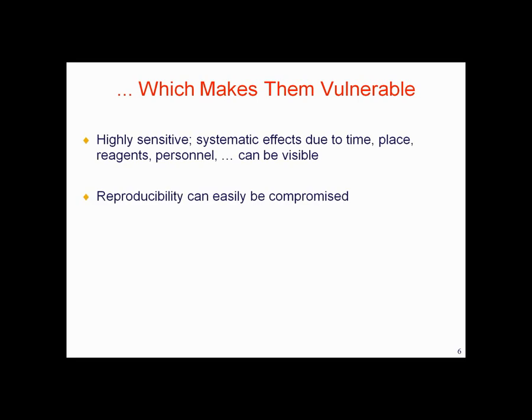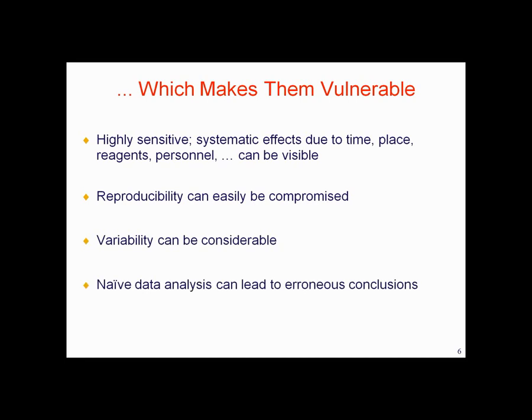And why is that? First of all, these techniques are highly sensitive. You can have systematic effects due to time, place, reagents, personnel, to many different factors, and this means that reproducibility of the results obtained by using an omic technology may actually be impaired. Also, you can have considerable variability because the complexity of equipment, for instance, means that there can be quite a bit of random noise present in the measurements which you obtain.